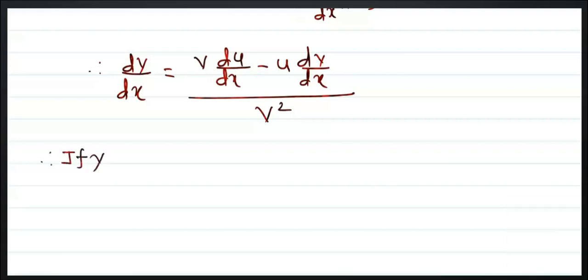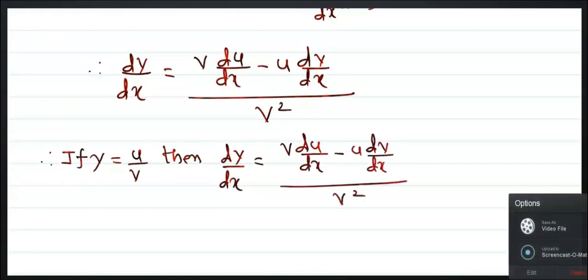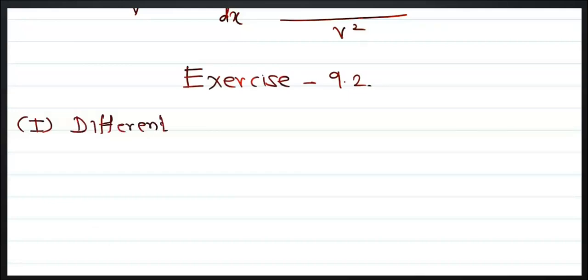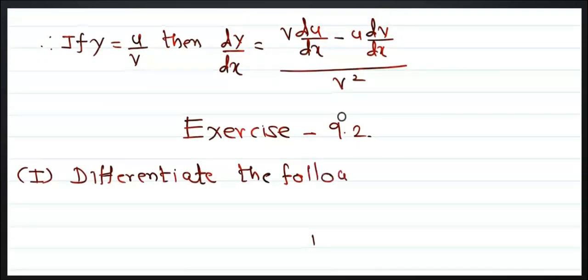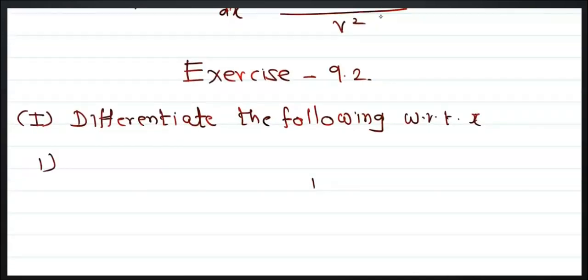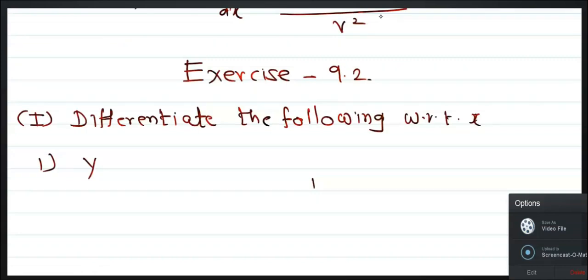Now, next is, if y is equals to u upon v, then this is the rule. Now we start the exercise 9.2. The first is differentiate the following with respect to x. Now we start. Differentiate with respect to x.